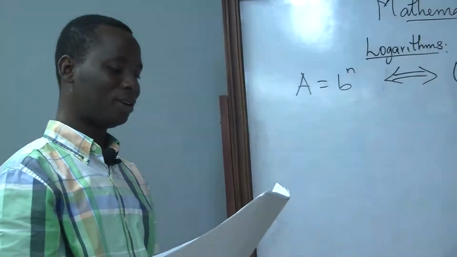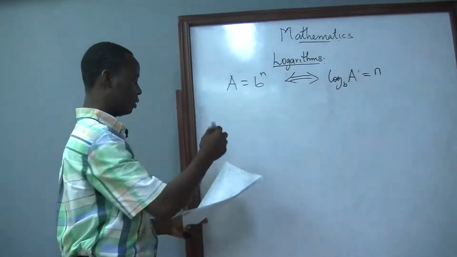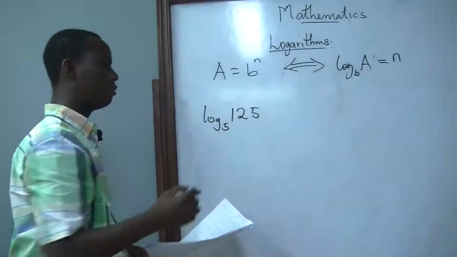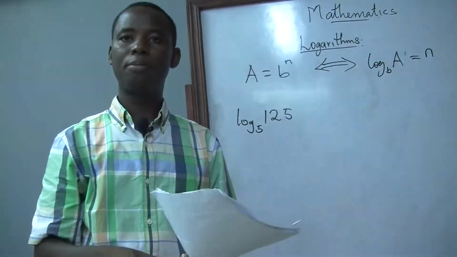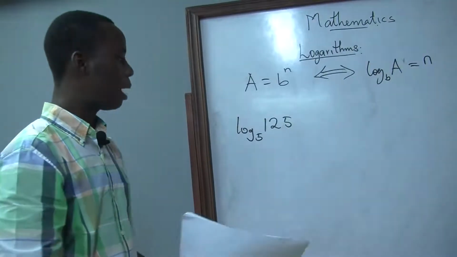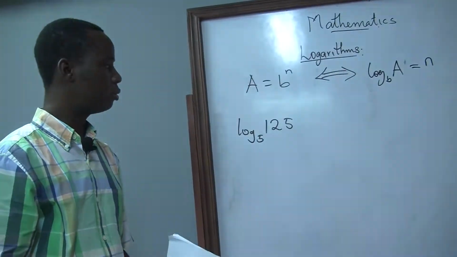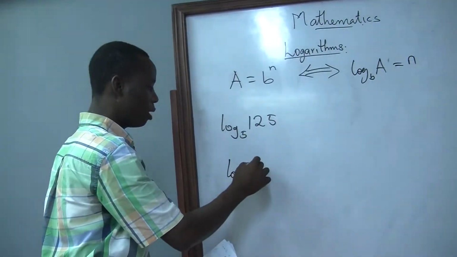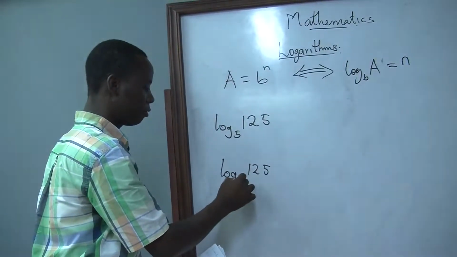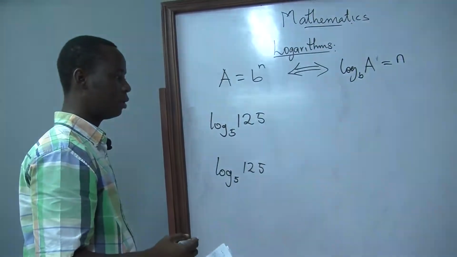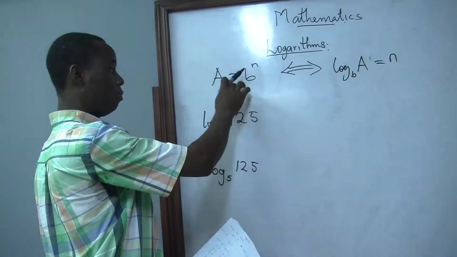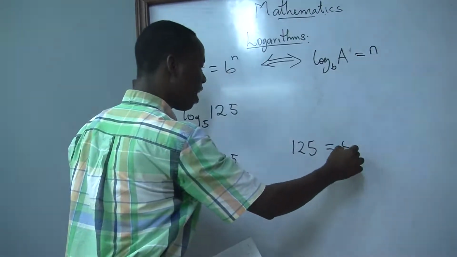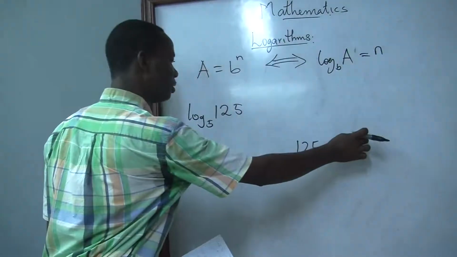Let's look at the implication of what we have been discussing so far, with some examples. If I have log 125 in base 5 and I'm to simplify this, what do I need to do? This is telling me that if I write it in index form, I have 125 as a number equal to 5 raised to the power of something. I want to find what this will be.